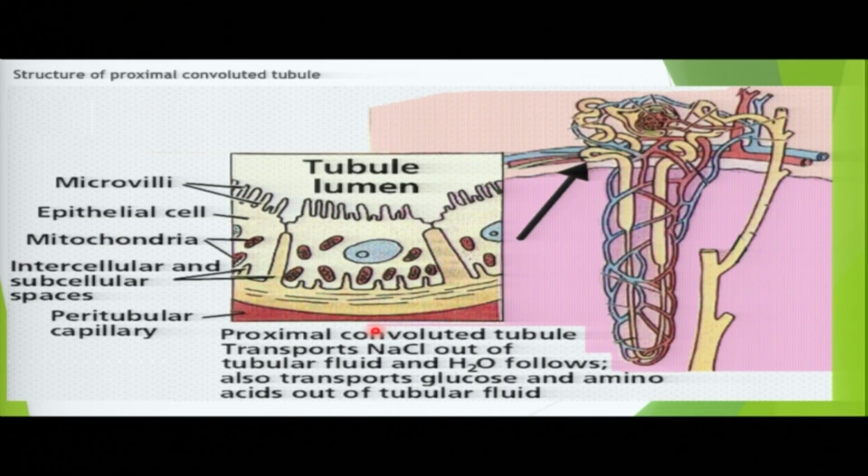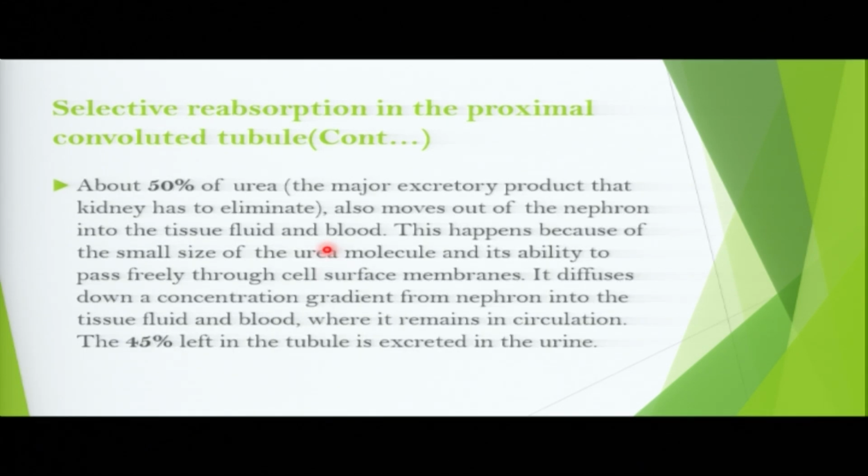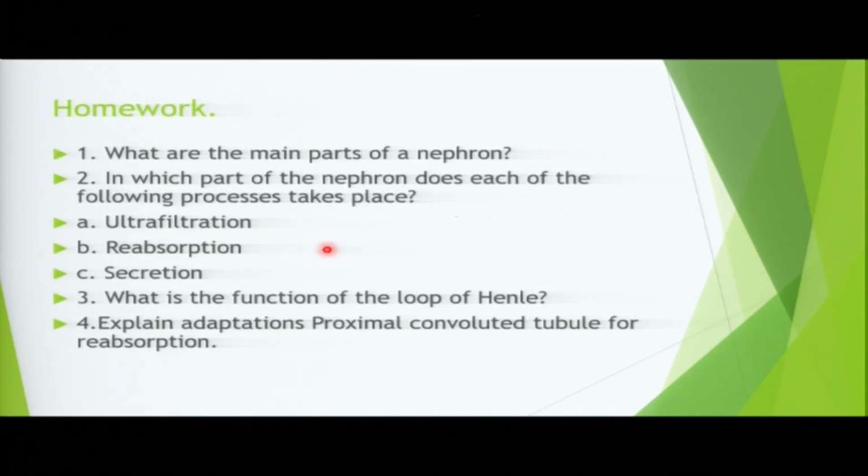Actually, this is the structure we have already talked about. The structure of what? Of the proximal convoluted tubule, and those are the mitochondria we talked about. Those are microvilli. I hope now we have already discussed this, that water and the other useful material have to go back. To go back where? Into the blood. Okay? Now, I want to see if you have caught something.